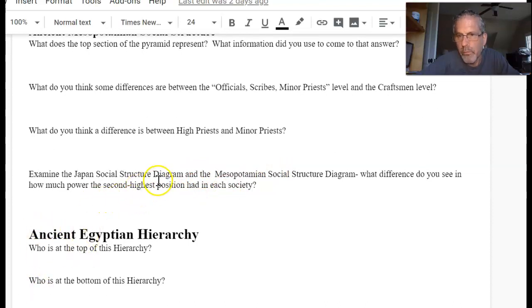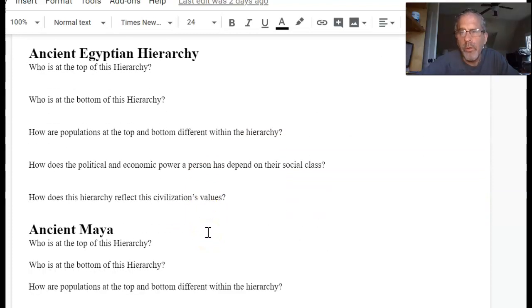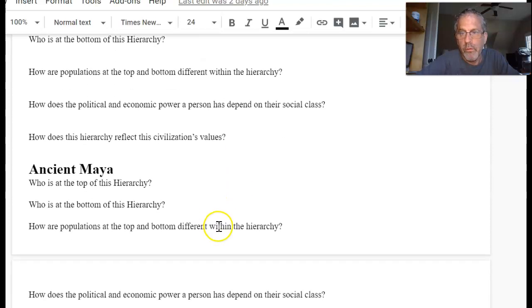Examining the social structure of Japan and the Mesopotamia social structure diagram, what differences do you see in how much power the second highest position had in each society? We do a little comparison there. Ancient Egypt. Who's at the top of this hierarchy? Who's at the bottom of this hierarchy? How are the populations at the top and the bottom different within the hierarchy? And then how does the political and economic power a person has depend on their social class? How does this hierarchy reflect the civilization's values?